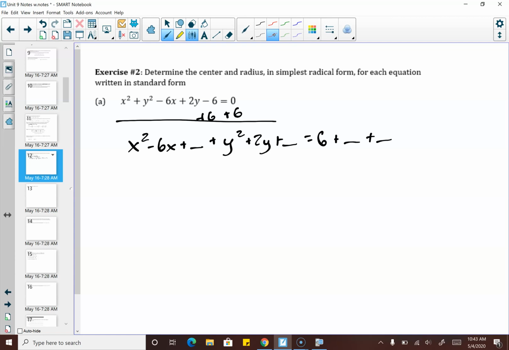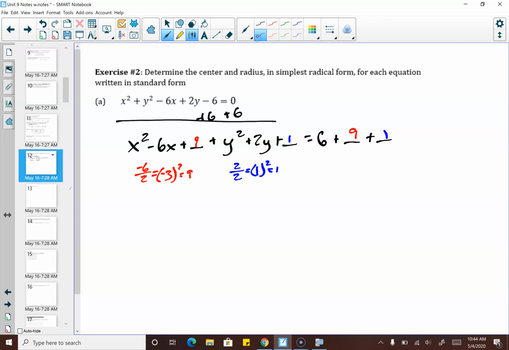Now I'm going to be a little bit detailed in how I do the next part, and I'll show you why in a second. So to figure out what goes on that line for the x's, I take negative 6 divided by 2 is negative 3. And then negative 3 squared is 9. So on the first line of each goes 9. First line on the right side goes 9. For the y's, the number I'm going to divide by 2 is 2. So 2 divided by 2 is positive 1. And 1 squared is 1. So the second line on each side gets a 1.